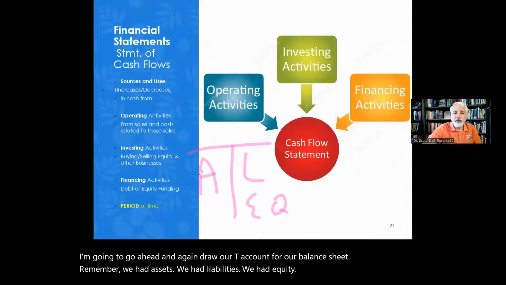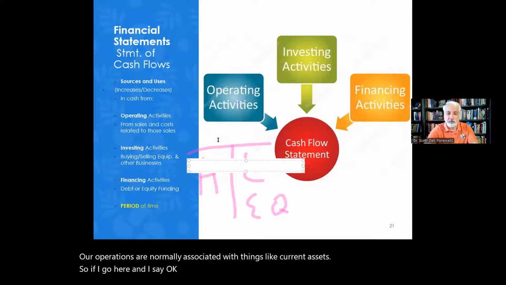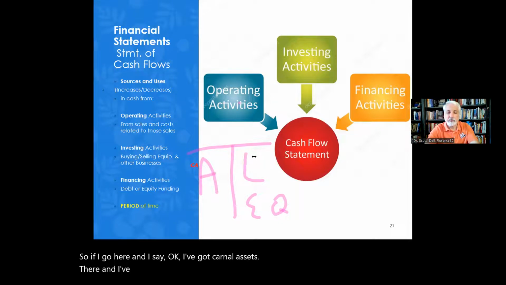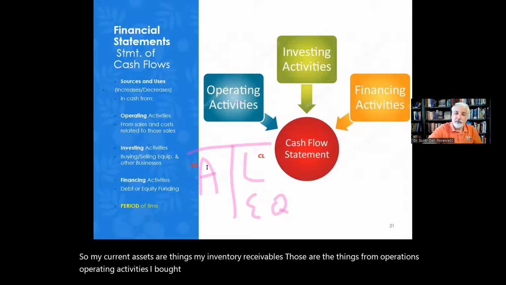Our operations are normally associated with things like current assets. So if I go here and I say, okay, I've got current assets there, and I've got current liabilities here. So my current assets are things like my inventory, my receivables. Those are the things from operations, operating activities. I bought inventory, I sold it. People owe me money, they pay me money. Okay.